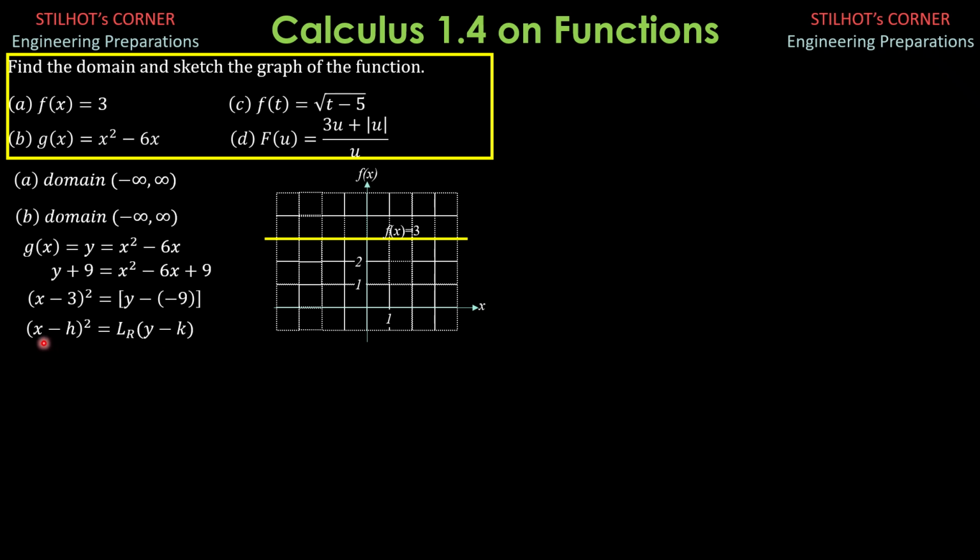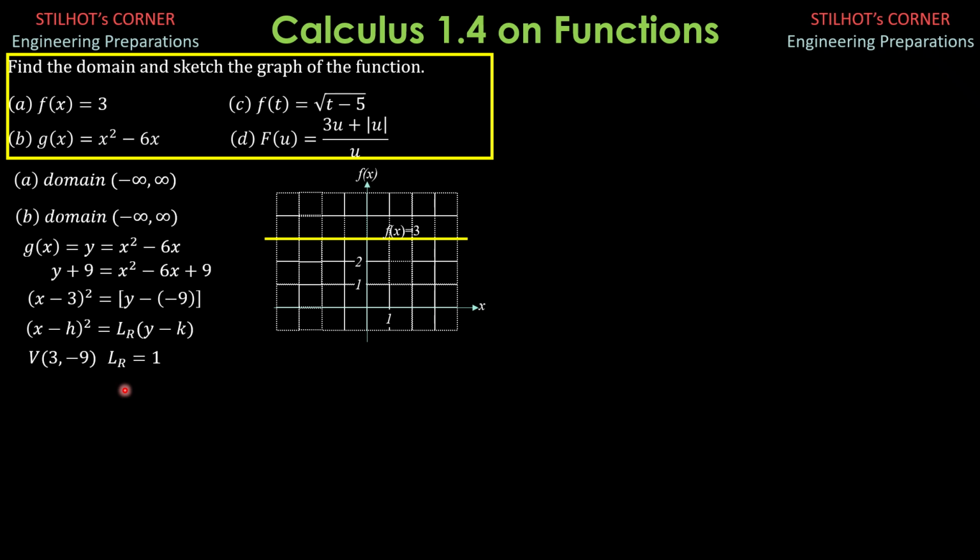Likewise, if this is y minus k quantity square equals plus minus r times x minus h, then if it is positive, it means that the parabola is open to the right. If it is negative, then it is open to the left. So here it is open upward, and the vertex is at 3 comma negative 9, and the latus rectum is 1 unit, always positive.